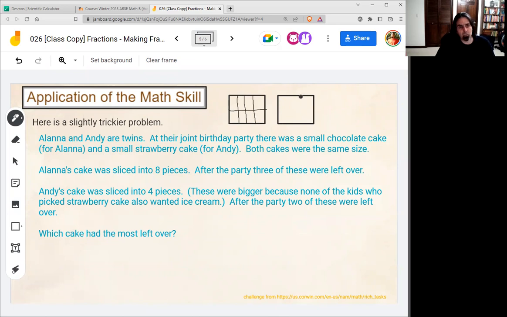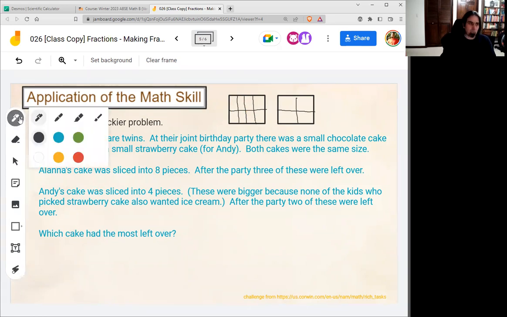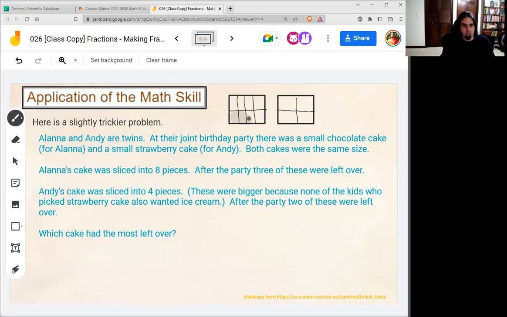And the other cake we slice into 4 pieces. Some people wanted chocolate cake, and these people all wanted ice cream. So the mom gave these kids smaller pieces because they were also getting ice cream. After the party was over, there were 3 pieces of chocolate cake left.